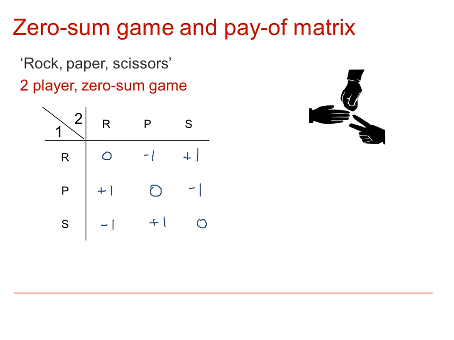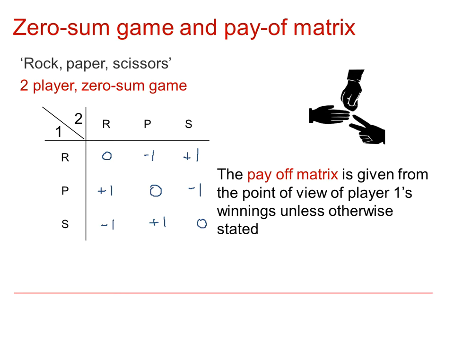So that's a very simple idea of a payoff matrix. Notice that the payoff matrix here is done for player 1. If you wanted to look at the gains to player 2, you would have to negate this. Everything would be just minus. So this is always going to be the case, that we look at the winnings from the point of view of player 1.